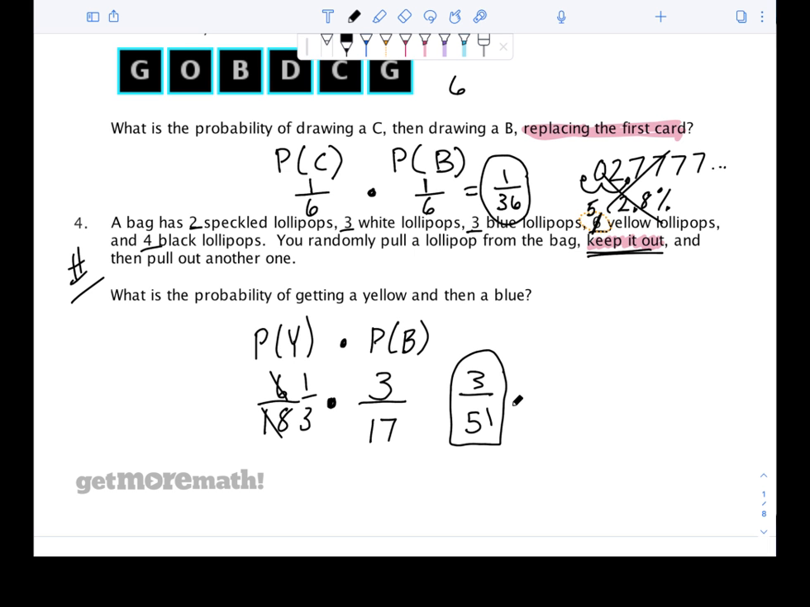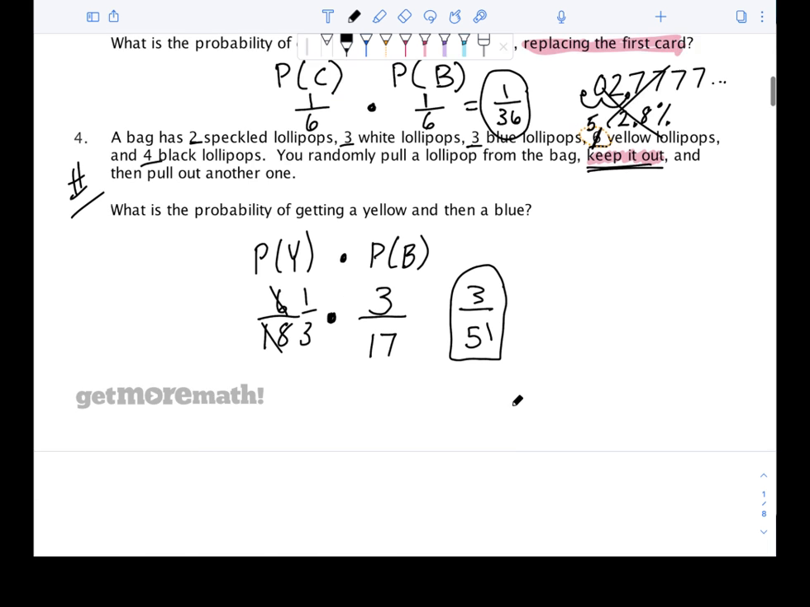Okay. And so hopefully you're getting the hang of it. First, how many are there? Second of all, that helps us determine the first probability. Whether or not it is replaced or kept out helps us determine the second one. So let's take another one.